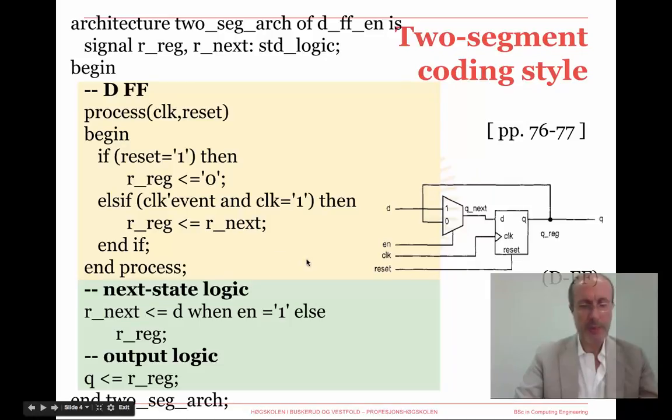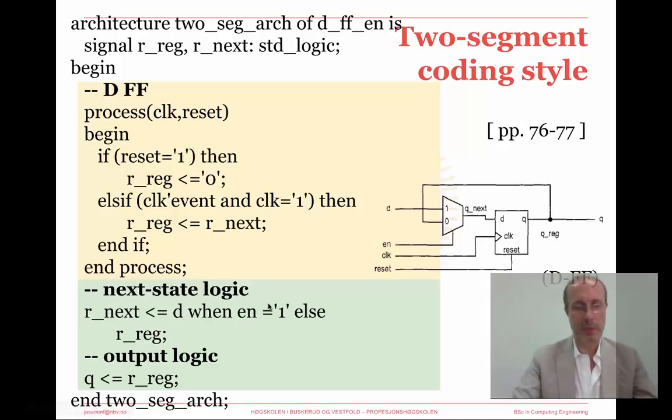So if we consider the simple case of a D-type flip-flop, the architecture body can be written using a two-segment coding style as shown here, where I have used two slightly different colors to highlight the register section and the combinational blocks section. The first segment contains a process which describes the 1-bit register, and the second segment describes the combinational blocks, which in this case consist only of the next state section and the outputs section.